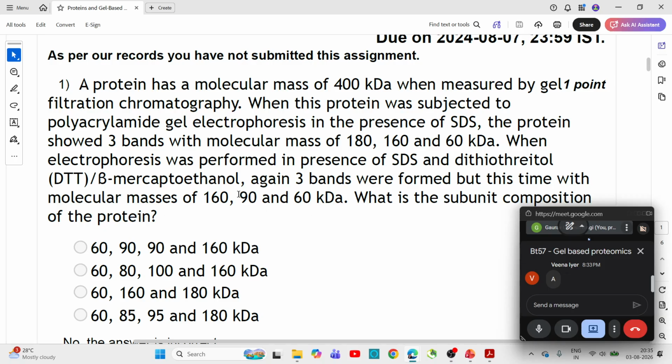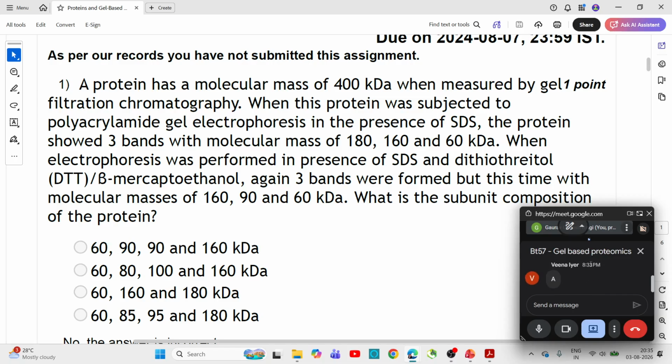So this 90 is basically coming from this 180 itself, wherein this specific 180 band might be having disulfide bonds with it, and the breaking of that disulfide bond has taken place with the help of DTT and beta-mercaptoethanol, and that's the reason it could find 90 and not 180. And the composition of that would be 60, 90, 90, and 160. Are you all getting it?